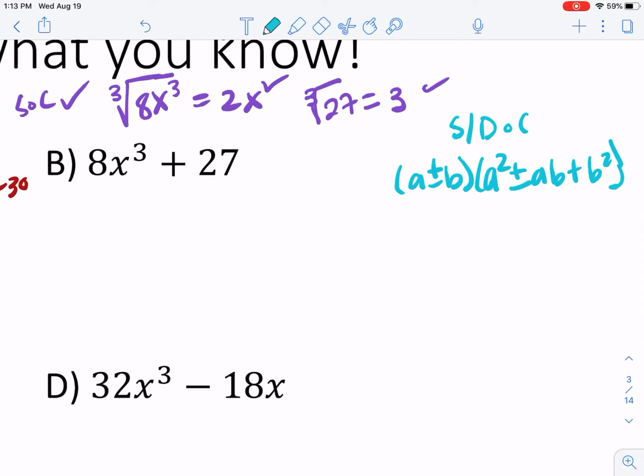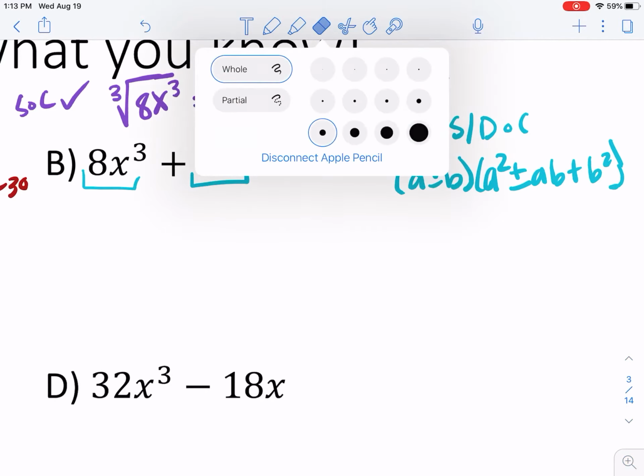Okay, so this is your formula. And so part of the question is, well, what is this A and the B? Well, this is my A, and this is my B. I found those. So whatever was the cube root of your first term is your A, and whatever was the cube root of your second term was your B. So that's how I was able to find those.